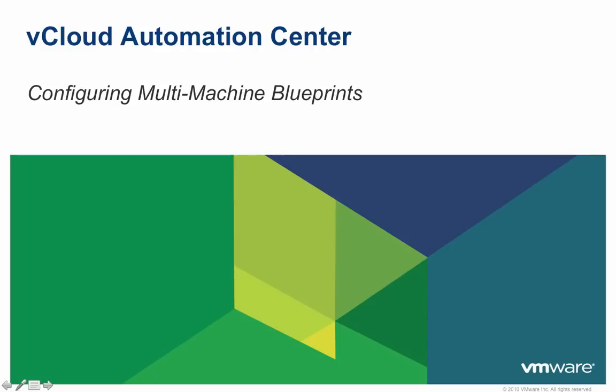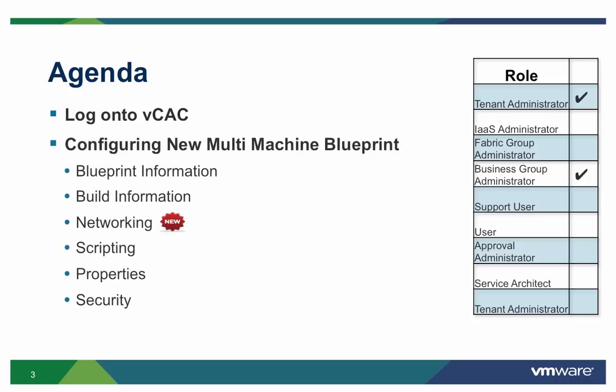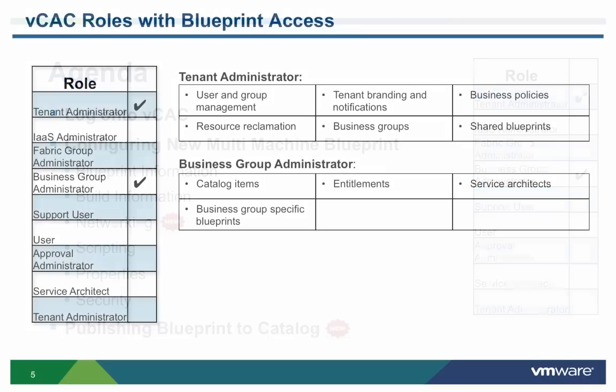Welcome to the vCloud Automation Center demo on configuring multi-machine blueprints. First, we'll discuss the two types of user roles that are able to create multi-machine blueprints, the tenant admin and the business group admin. Next, we'll demonstrate the steps required to configure a new multi-machine blueprint. These include configuring the blueprint information, build information, networking objects, scripts, properties, and security. Finally, we'll show you how to publish a blueprint to the catalog so that users can access and request the multi-machine blueprint.